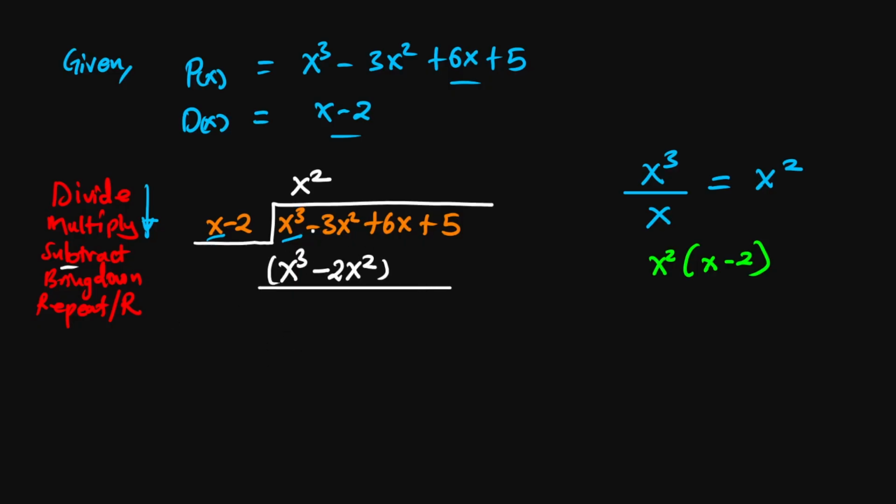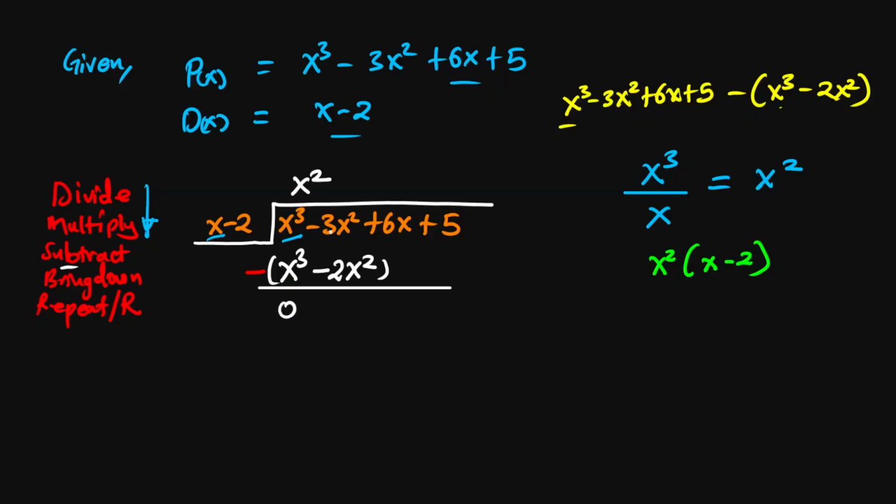We will have this polynomial minus this. What do we get? We have something like x cubed minus 3x squared plus 6x plus 5 minus x cubed minus 2x squared. What do we get? This becomes a negative, it cancels with this. So x cubed minus this, we get 0.